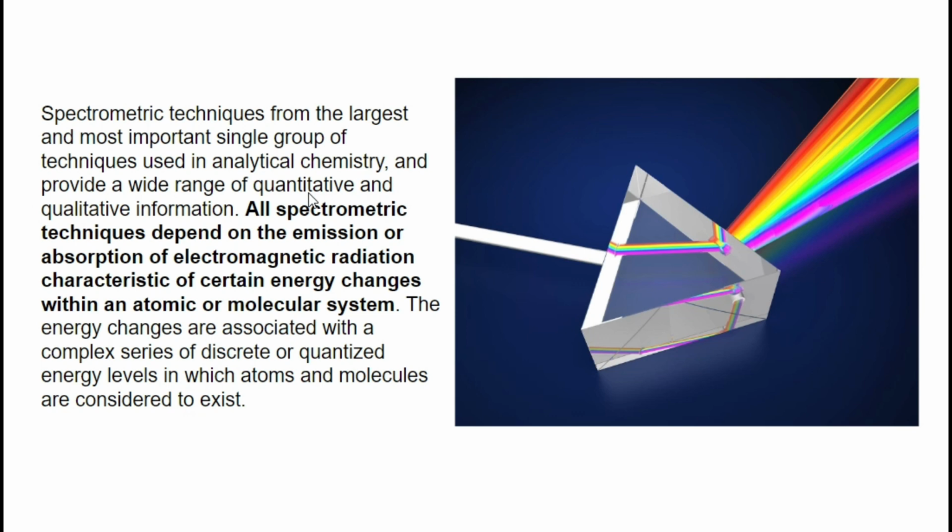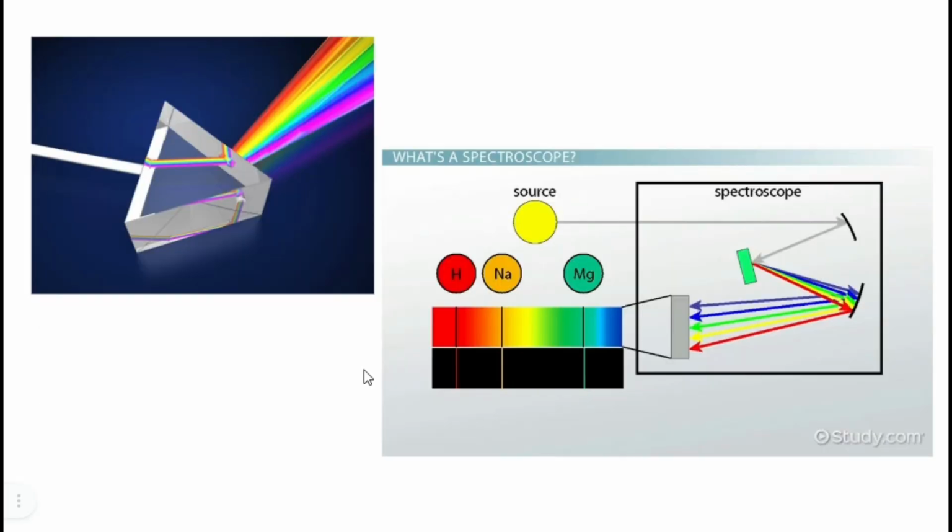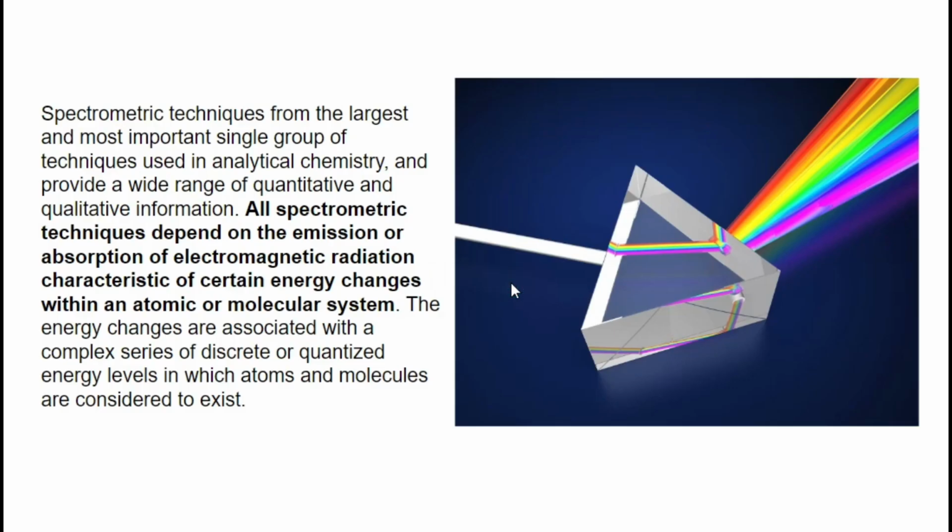All spectrometric techniques depend on the emission or absorption of electromagnetic radiation, characteristic of certain energy changes within an atomic or molecular system. Going back nga po doon sa previous illustration natin kanina, makikita nga po natin each analyte has their own unique wavelength. So the energy changes are associated with a complex series of discrete or quantized energy levels in which atoms and molecules are considered to exist.